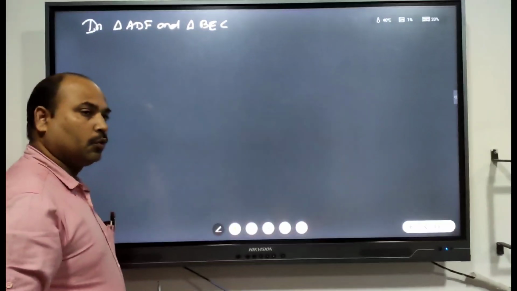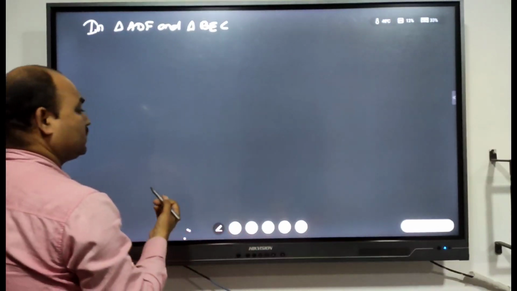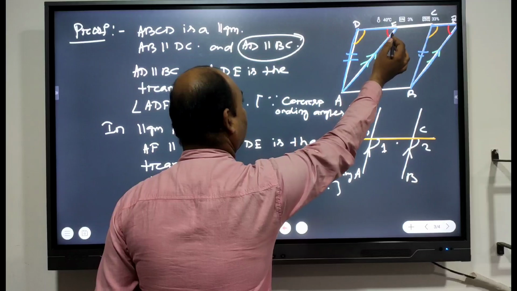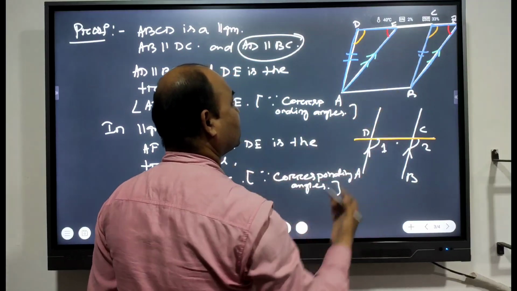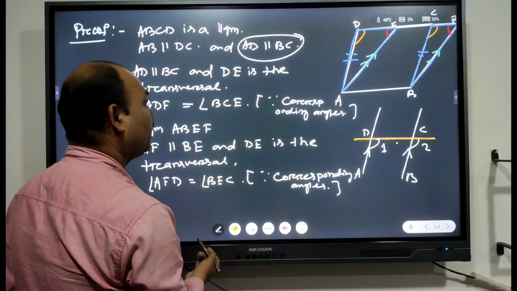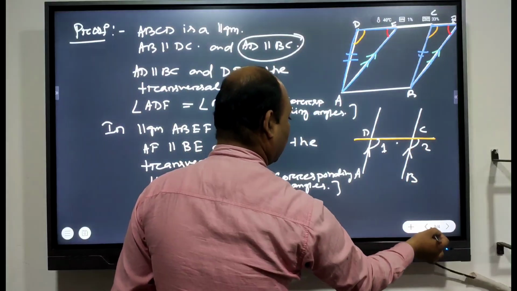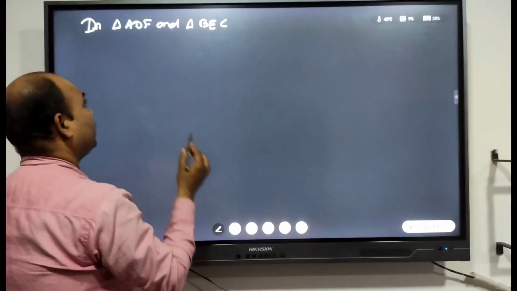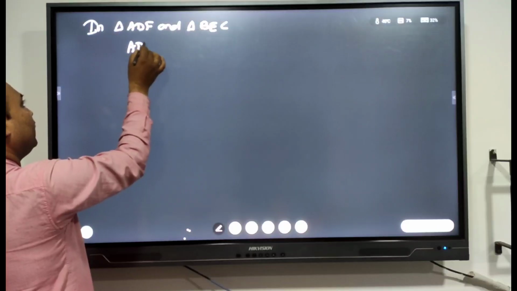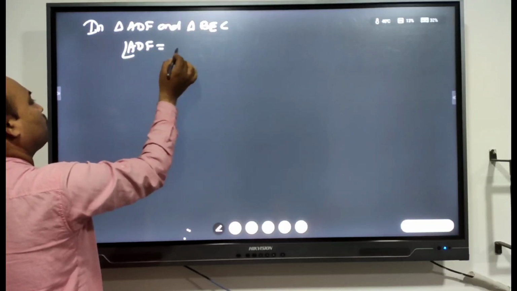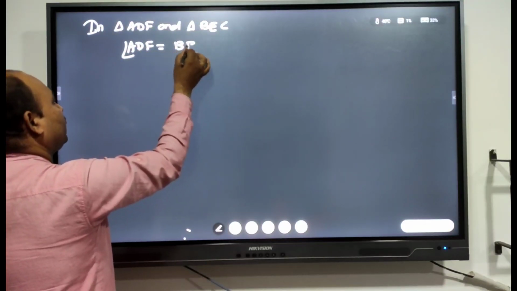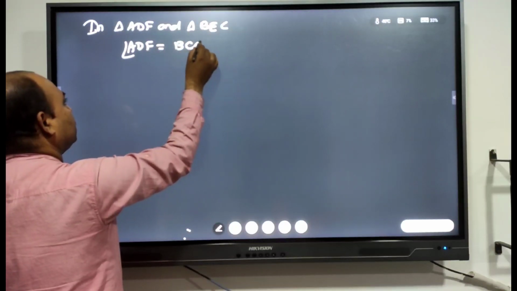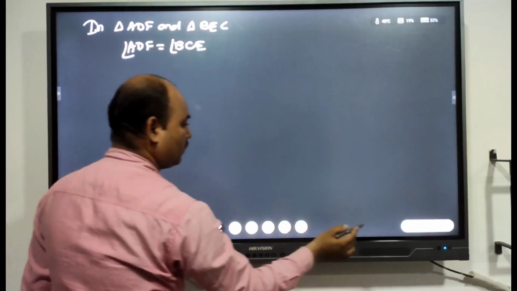BEC. Which thing do you have? First thing, you know that angle ADF is equal to angle BCE. Triangle ADF, angle ADF is equal to angle BCE. Okay?